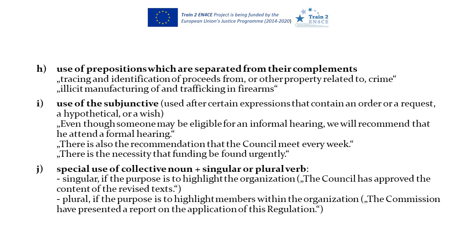Then just a few more. So there is a use of prepositions which are separate from their complements. In general English, it is preferred if we are using prepositions together with the words they are referring to. But here, for example, we have tracing and identification of proceeds from or other property related to crime. So instead of what it would be in regular English, tracing and identification of proceeds from crime or other property related to crime, we just split it. So we separate the prepositions from the actual word. Or the second example, illicit manufacturing of and trafficking in firearms. In nice English, it would be preferred if this would not be split.